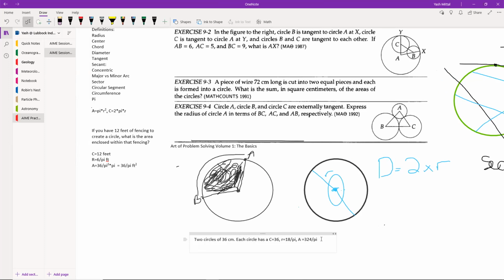And so when we do the sum of the areas of both the circles, we get 324 over pi times 2. 324 times 2 is 648 over pi centimeters squared. And that will be your final answer right here, based on figuring out the circumference from 72 centimeters and then going to find the area of each circle.